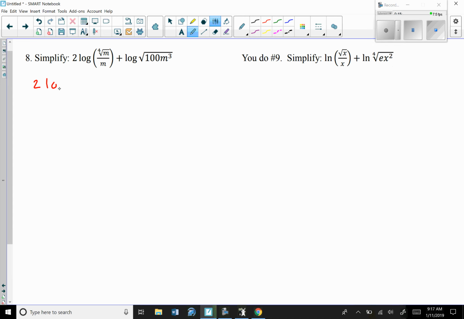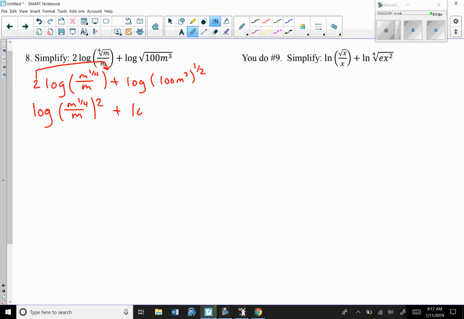So this would be 2 times the log of m to the 1/4 power over m plus the log of 100 m cubed, and this is a square root, so that would be to the 1/2 power. Then I remember that if I have a number in front, I can bring that up as an exponent. So this would be the log of m to the 1/4 power over m squared plus the log of, and again here we have 100 m to the power 3 all to the 1/2 power.